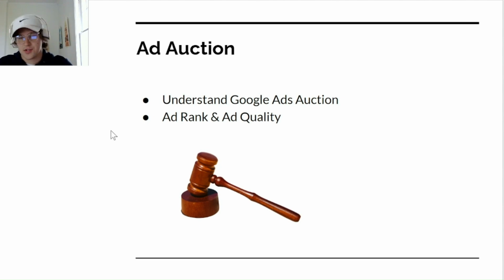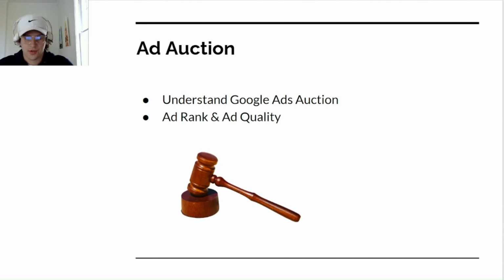Okay, so the ad auction. We need to understand exactly what the ad auction is before we can understand how to pull the right levers in Google Ads, how to scale campaigns, and how to adjust bids. Google Ads uses an auction system to rank ads that appear in the search results. And ultimately, this helps determine the cost for each ad click. And the order in which the ads appear on the page is also based on a calculation called ad rank. We'll discuss that further in the course.